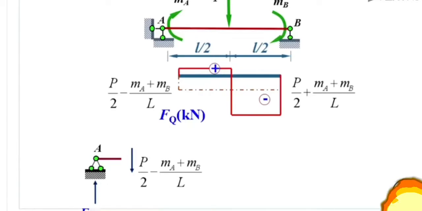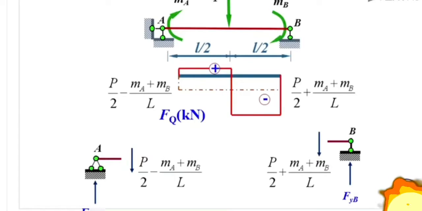When solving the reaction of support B, we could also take support B as a free body. The FyB is what we want to solve. For the left side of section B, the shear force of the left side of section B is equal to negative half P plus (MA plus MB) over L. Because the shear force is negative, that's downward. Then according to sigma Fy equals 0, we could solve that FyB is equal to half P plus (MA plus MB) over L.